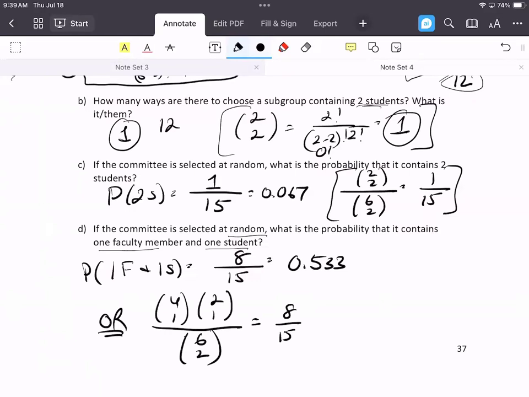Now, counting can get really, really ugly really quickly. It can get complicated. The numbers can get very large very quickly. So in this class, we're not going to spend a ton of time on counting, but it is necessary to help us with these probability problems and down the road with statistics.